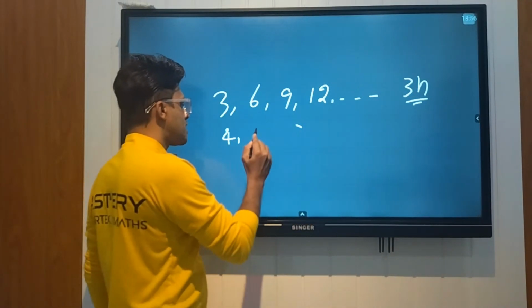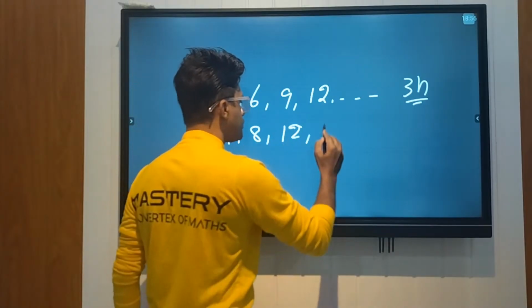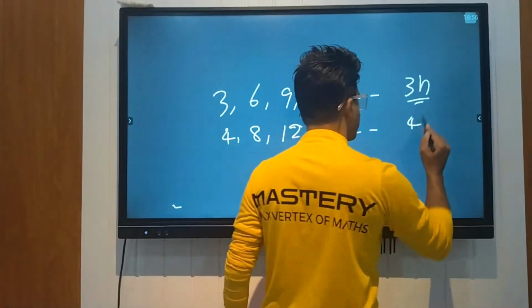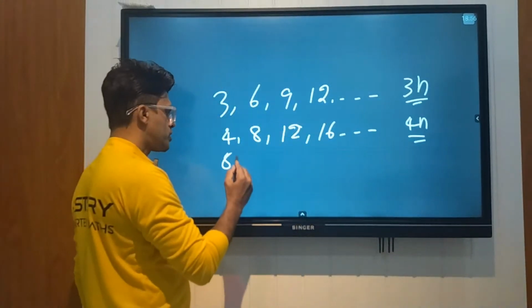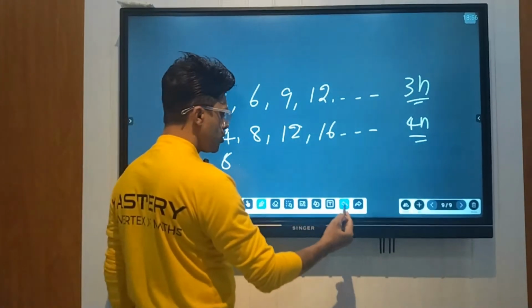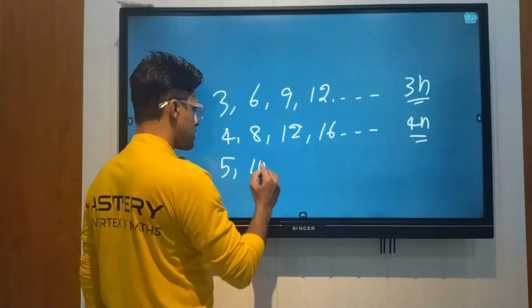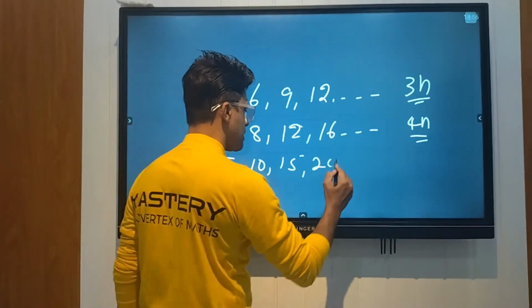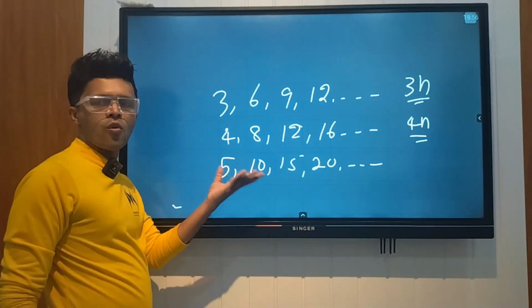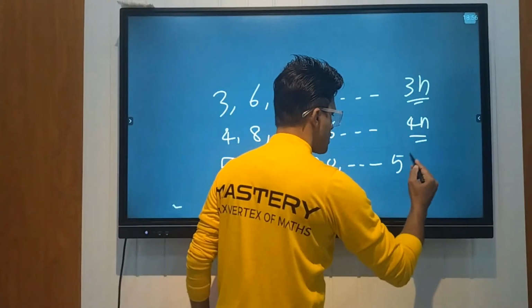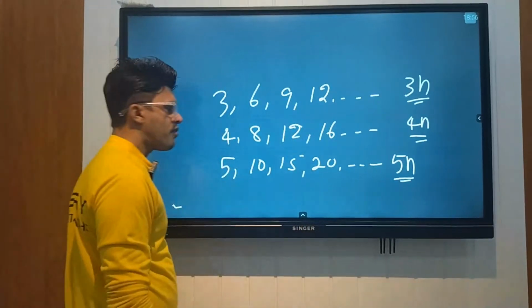So what is the general term of this number pattern? The general term of this number pattern is 4n. The reason: multiples of 4. So right now you tell me, what is the general term of this number pattern? These are the multiples of 5, so the general term of this number pattern is 5n.